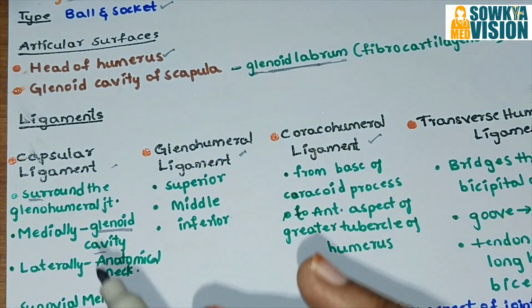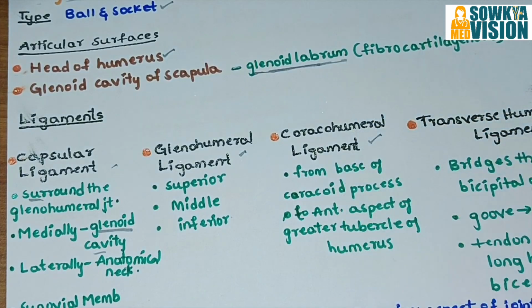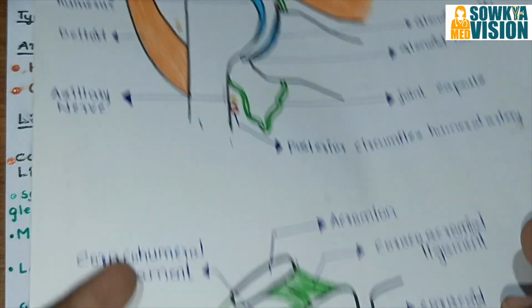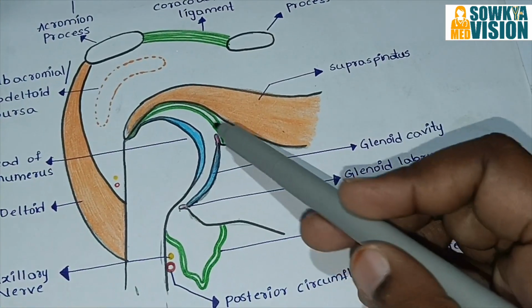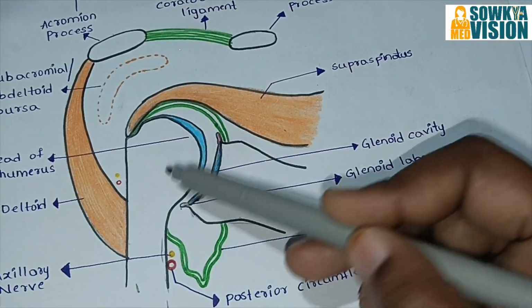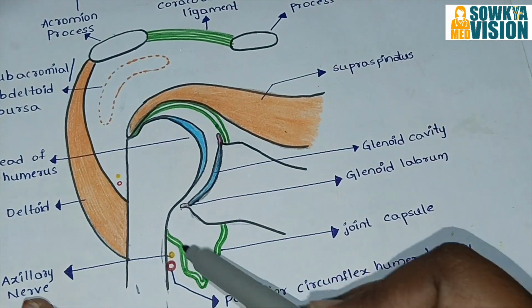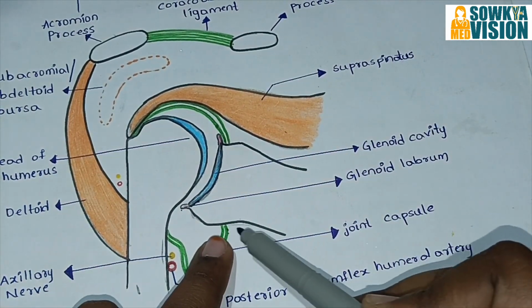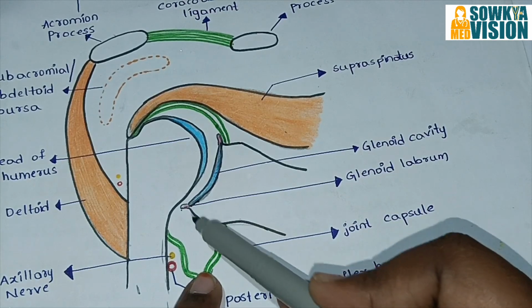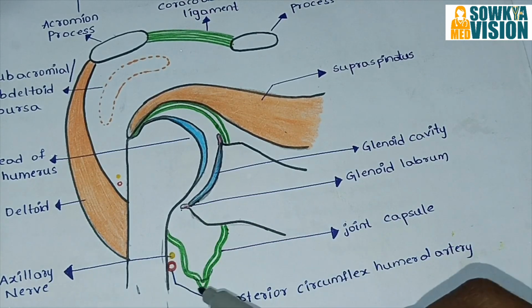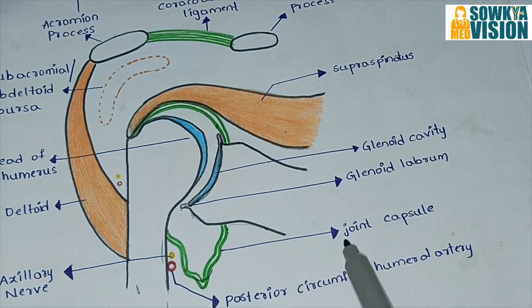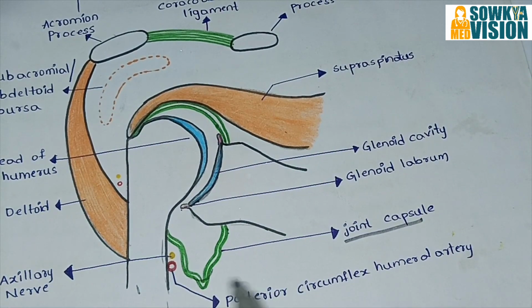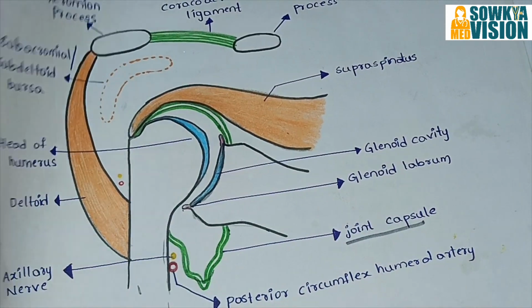So medially the capsule is attached to the glenoid cavity. Here we go. This is the medial side, right? This is the lateral side. So the joint capsule is attached medially to the glenoid cavity. So laterally it is attached to what?